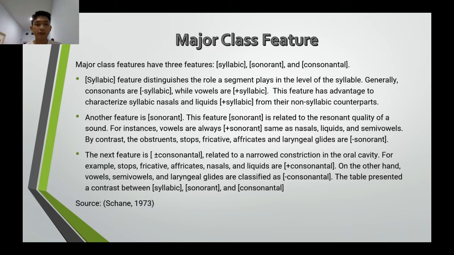Major class features. Major class features have three features: syllabic, sonorant, and consonantal. First is syllabic. The syllabic feature distinguishes the role a segment plays at the level of the syllable. Generally, consonants are minus syllabic, while vowels are plus syllabic. This feature has the advantage of distinguishing syllabic nasals and liquids, which are plus syllabic, from their non-syllabic counterparts.